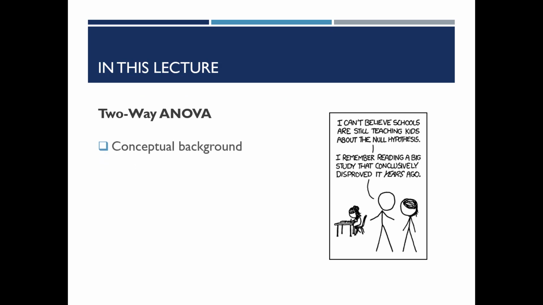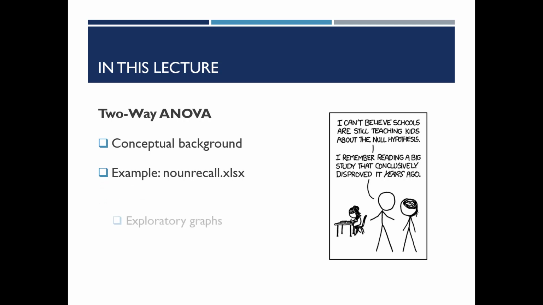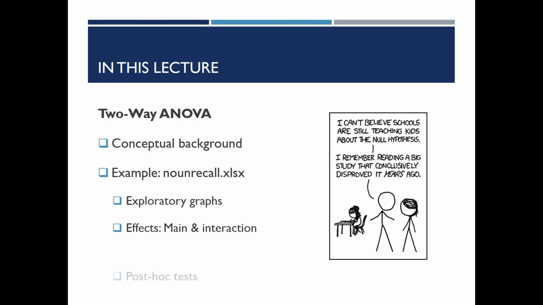First we'll cover the conceptual background behind two-way ANOVA. Then we'll look in detail at an example using a non-recall dataset. First, we'll take a look at some graphs to get a feel for what the means look like and the potential effects. Then we'll get to the heart of ANOVA and see if there are any main or interaction effects, and I'll explain what that means later on. Then we'll conclude by taking a look at the post-hoc tests before moving on to your turn exercise. Let's get started.